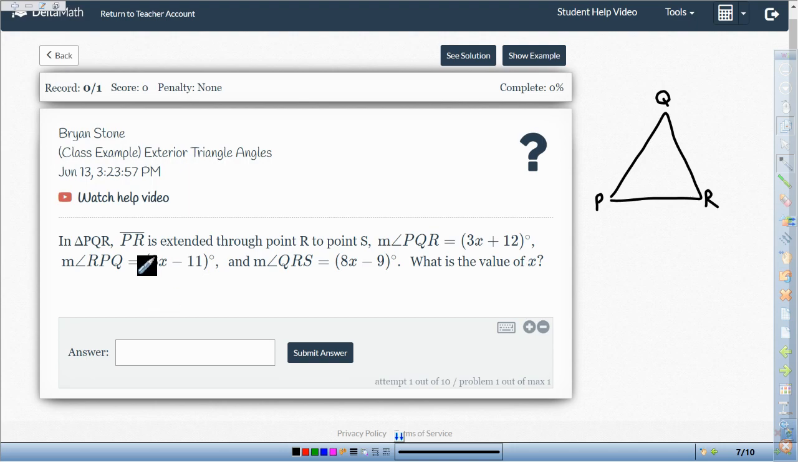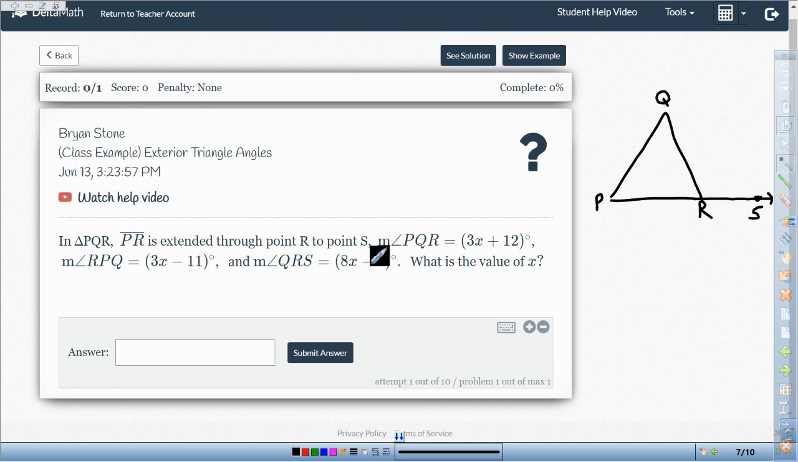Here's what they're saying. Segment PR is extended through point R to point S. That's kind of weird, but what they're telling me is that the segment is continuing outside the triangle and going through a point S. So that's what we've got. I'm going to scoot R over. Sorry.